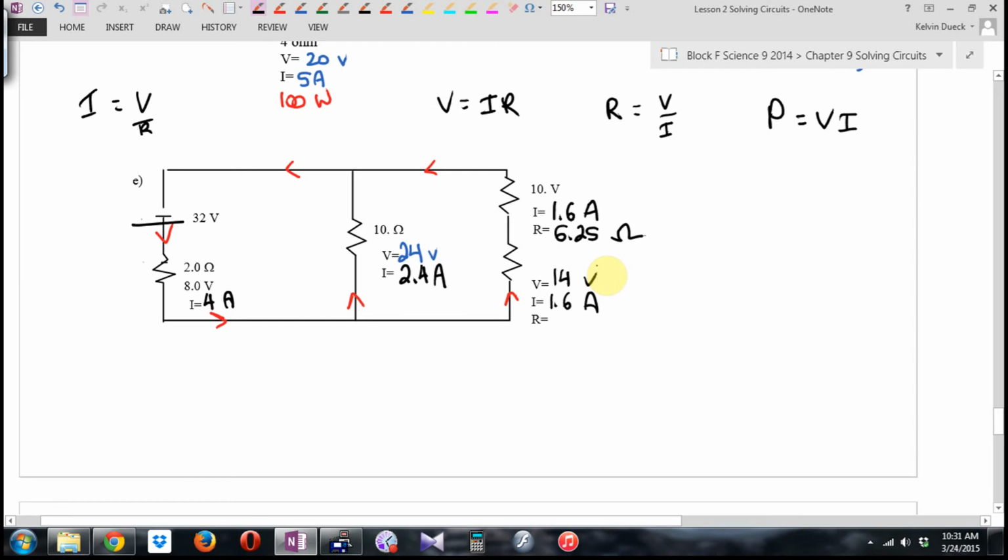Do I know two things? Well, then I know three things. What's the resistance there? It's going to be 14 divided by 1.6. Again, this won't work out evenly. 8.75.